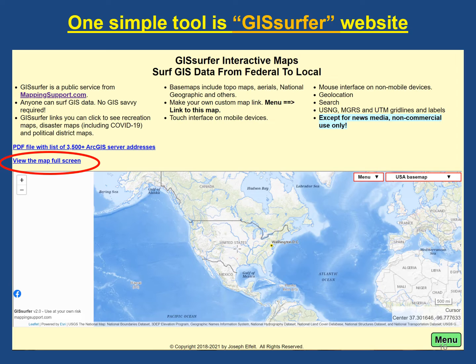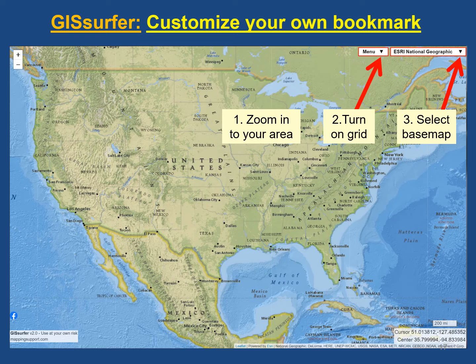Many CAD systems do not yet incorporate USNG into their location software, but the website GIS Surfer does, and so it should be customized and bookmarked for your agency's use. Once you zoom into your area on the map, you'll be able to make a special bookmark that comes up as a default on your computers when you click on this website.